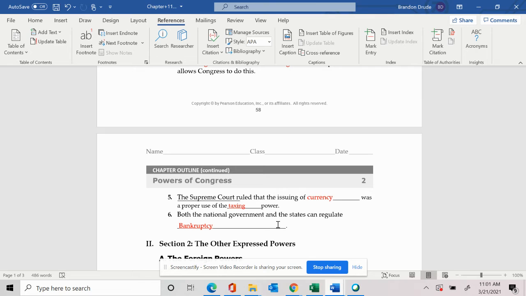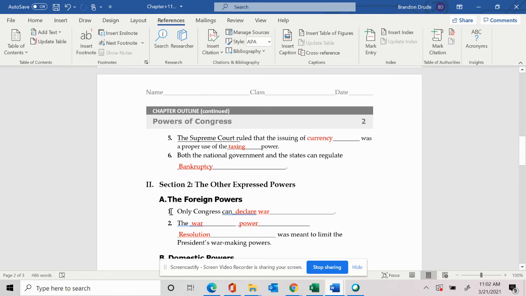And the last part of Section 1 is that both the national government and the state governments can regulate bankruptcy. That means if I have bankruptcy in Michigan for my business, the state of Michigan can handle it. But so can the national government. So I can go above the state and they can deal with my bankruptcy as well, or I could deal with both. It's one of those shared powers. So that's it for Section 1.